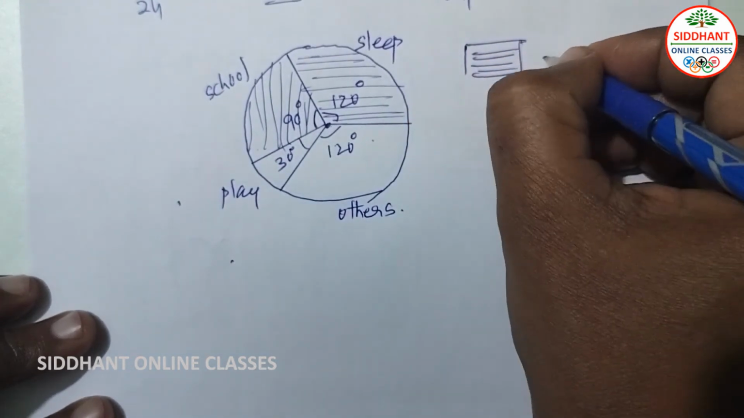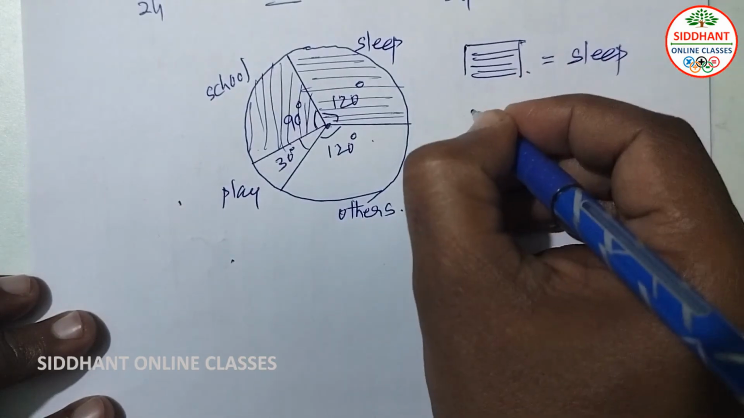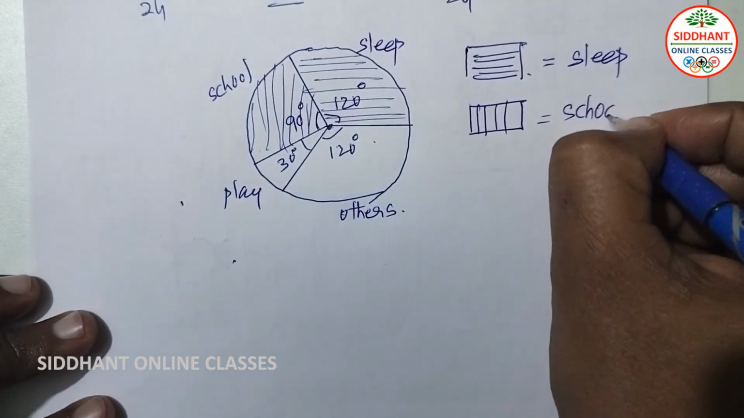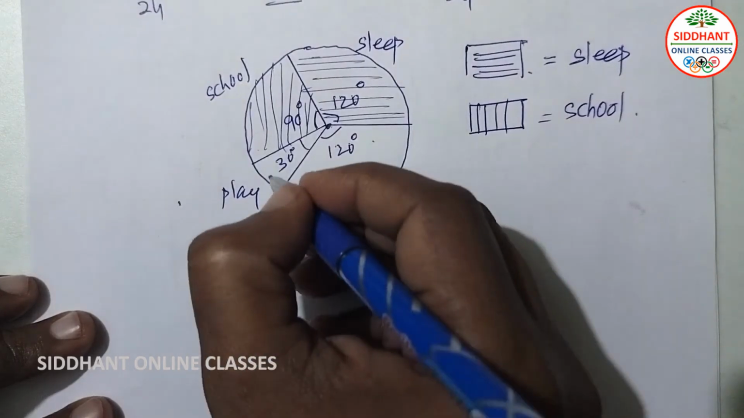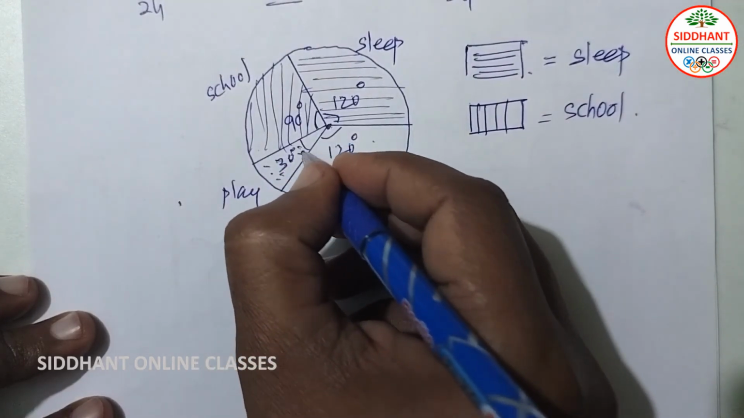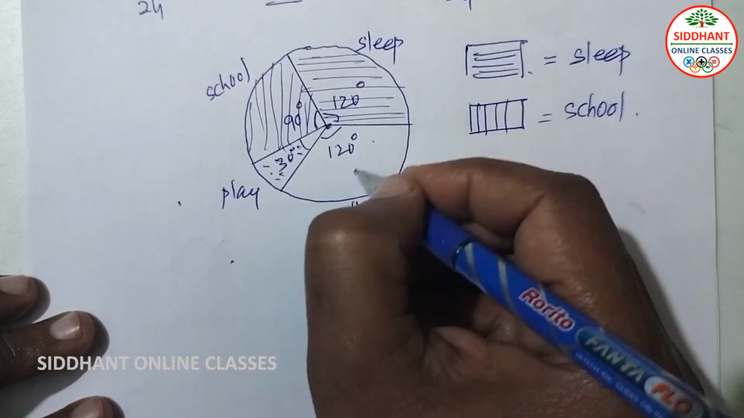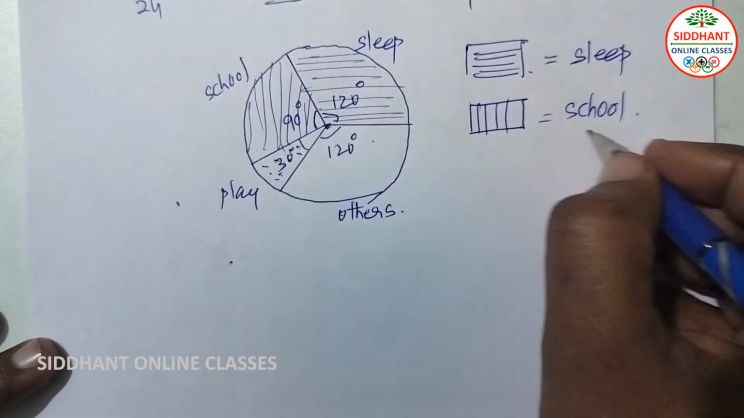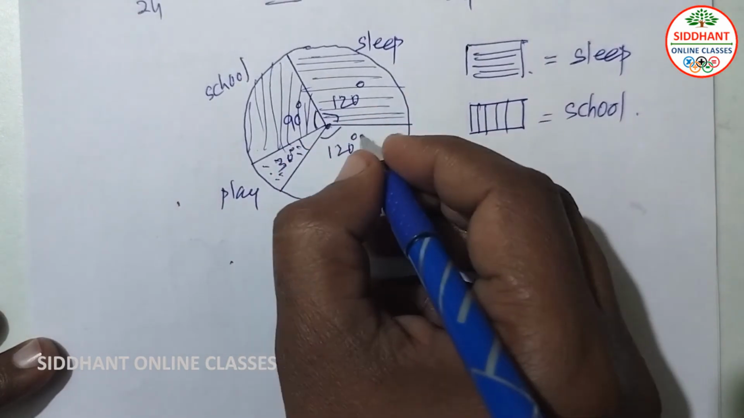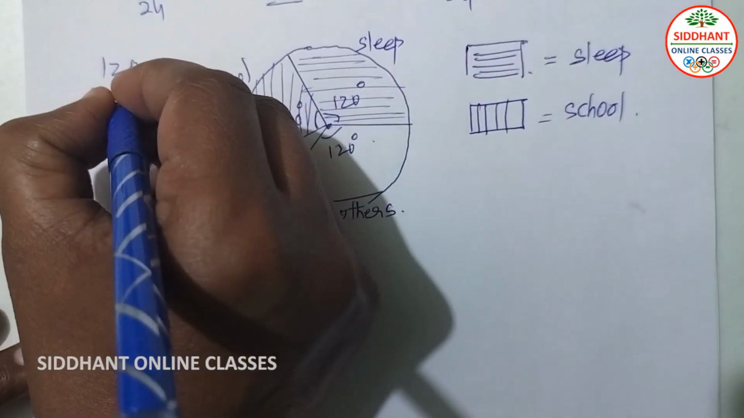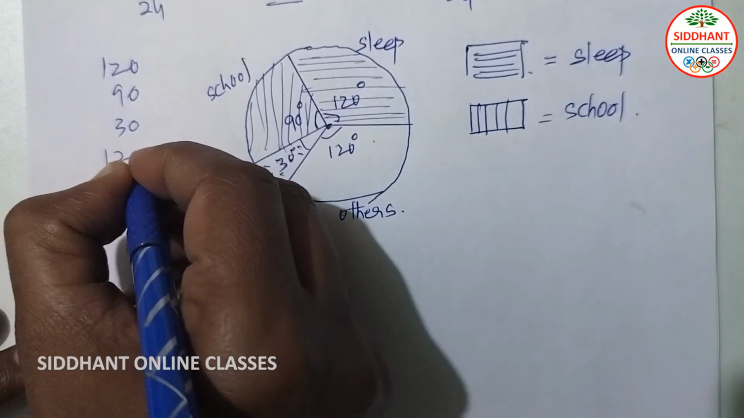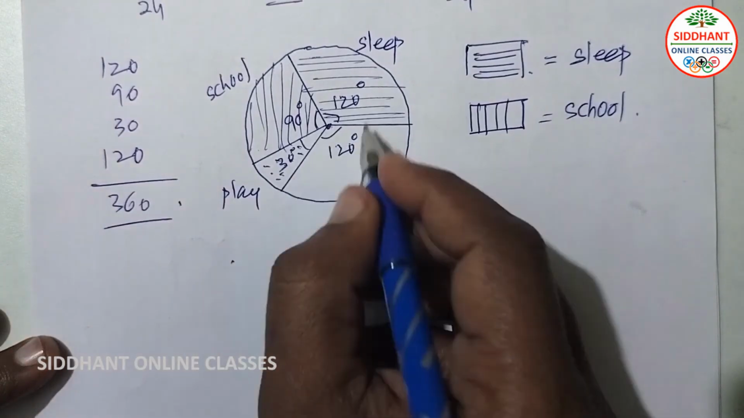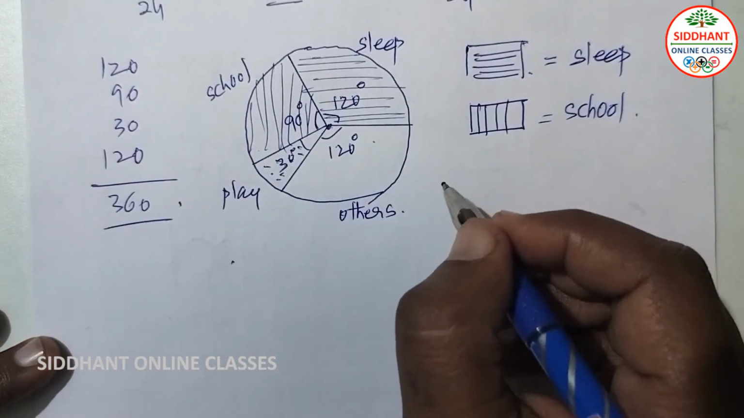Horizontal lines represent sleep, vertical lines represent school, dots we can keep here, and diagonals like this. Shades we are going to keep and segregate the regions. And when you look at the angles here, 120 here, 90 here, 30 here and 120, when you sum it we get 360. So this is the pie chart for the above data.